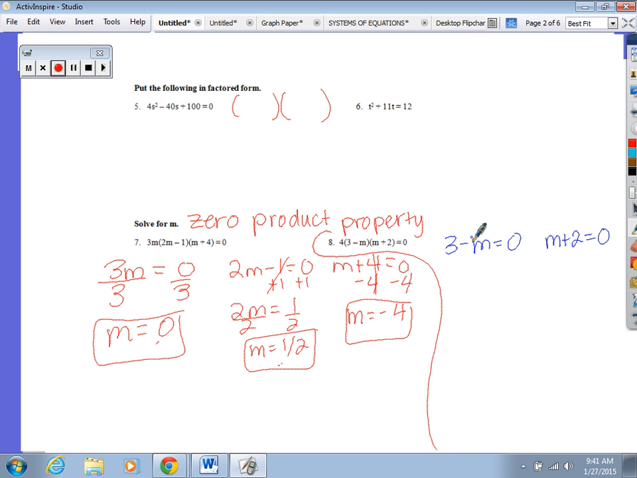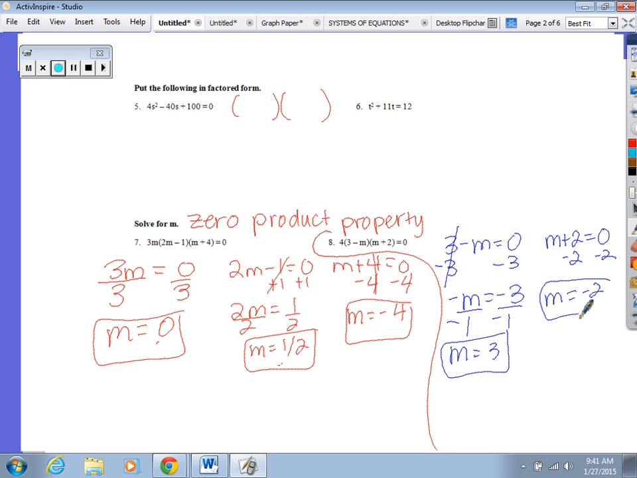How would I solve for m here? Minus 3. So what would we have left? Equals negative 3. Divide by negative 1. Very good. So m is 3. What about right here? Minus 2. So m is negative 2.